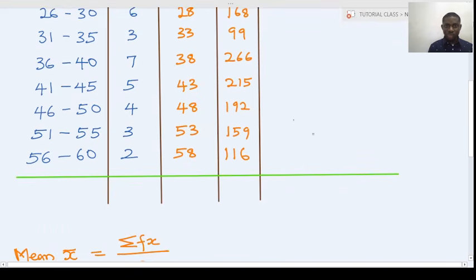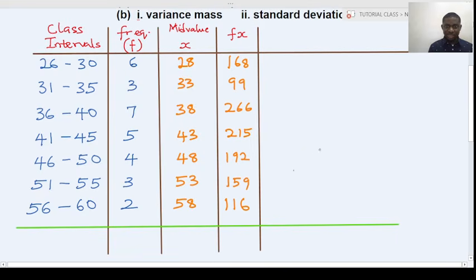So we then need to total it. 168, 99, 266, and so on. The total of this gives us 1215. Also, we need the total of frequency. 6 plus 3 plus 7, that's 16, plus this 21, 25, that's 30.